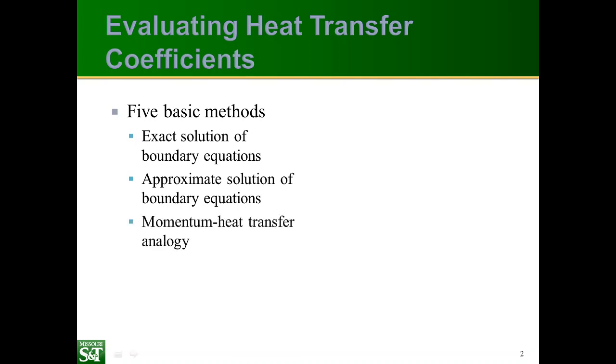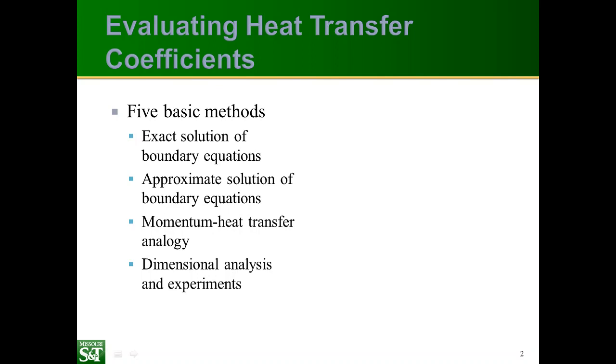We also have the momentum heat transfer analogy, which we talked about during dimensional analysis. It's a useful tool. We come up with simplified models that allow for solutions using statistical theories. It is practical, it's reasonably accurate, but it may not be theoretically sound.